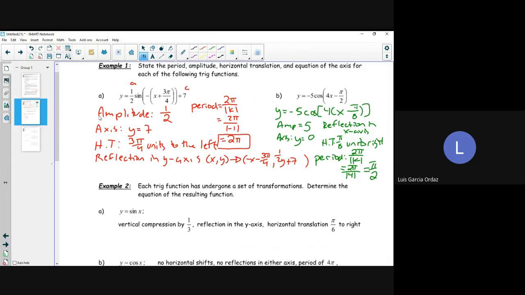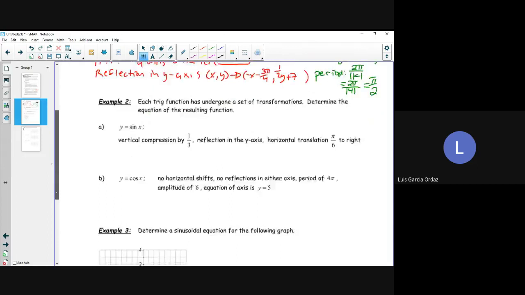So as you can see, it's exactly the same idea as polynomial functions, except we're now using radians instead of the x values, like regular numbers. And A and C are just the amplitude and the axis of symmetry in this case.